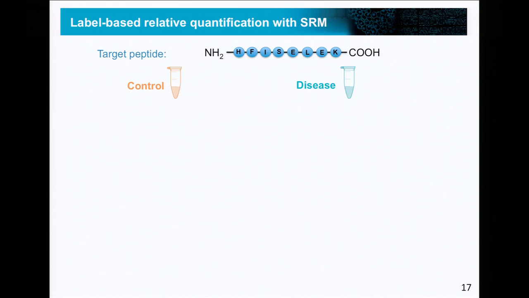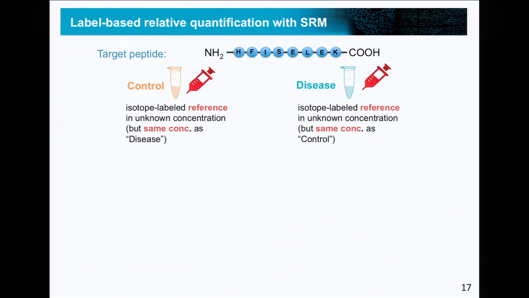Another option is to spike in a reference molecule. And the important point to also know is that if you want to do label-based relative quantification, you do not need to know the concentration of the heavy reference that you spike in. The only thing that matters is that you should spike in the same amount between the two conditions that you want to compare. And then you said it correctly.